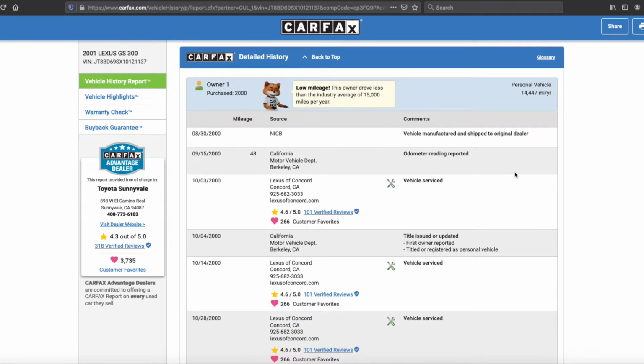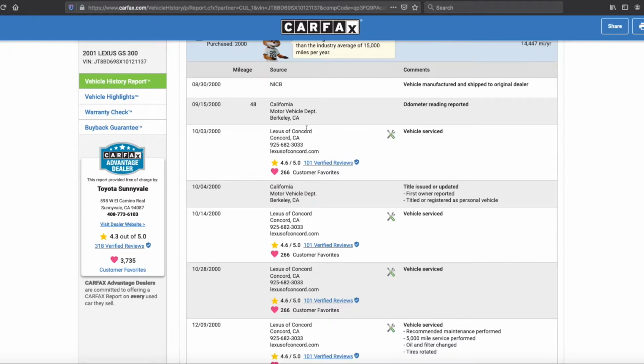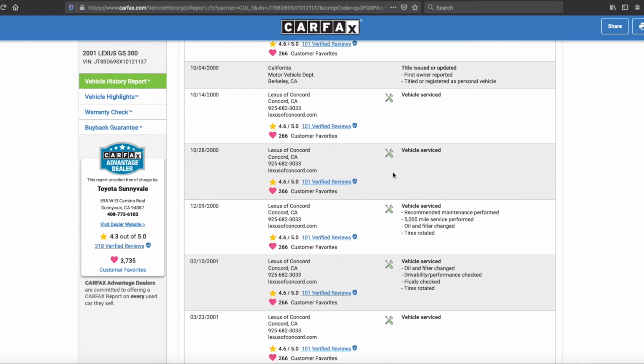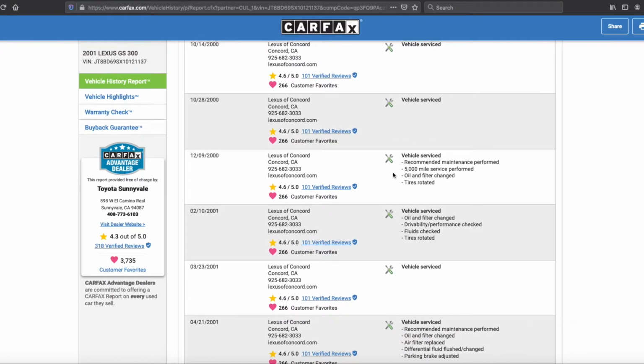All right, so there's not a lot of mileage info on this side. It starts out at 48 miles and it was purchased and registered in Berkeley. And it's been serviced at Lexus of Congress. So a lot of service is showing up over here, and very good record keeping. Carfax is really helpful with that.